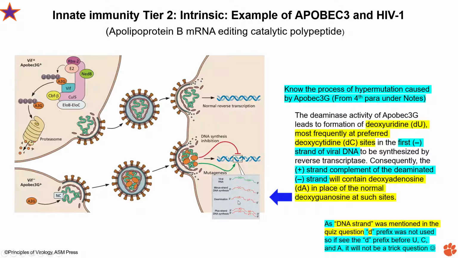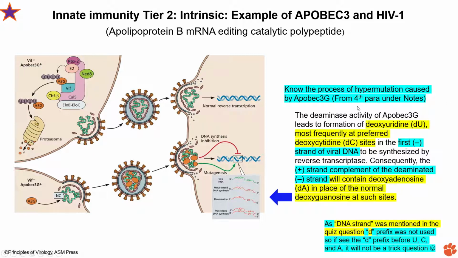That's fine. Then what happens is the process which is the deamination. See this, these Cs are changed into Us right here. And when the plus strand is synthesized, if you just look at that, the corresponding nucleotides are the As, and this is basically the hypermutation.